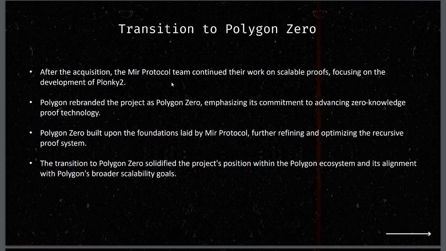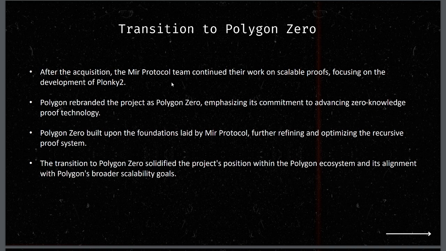So after the acquisition, the main protocol team continues their work on scalable proofs, focusing on the development of Plonky 2. Polygon rebranded the whole project as Polygon Zero, emphasizing its commitment to advancing zero knowledge proof technology. Polygon Zero, the name itself tells you where the focus stands.